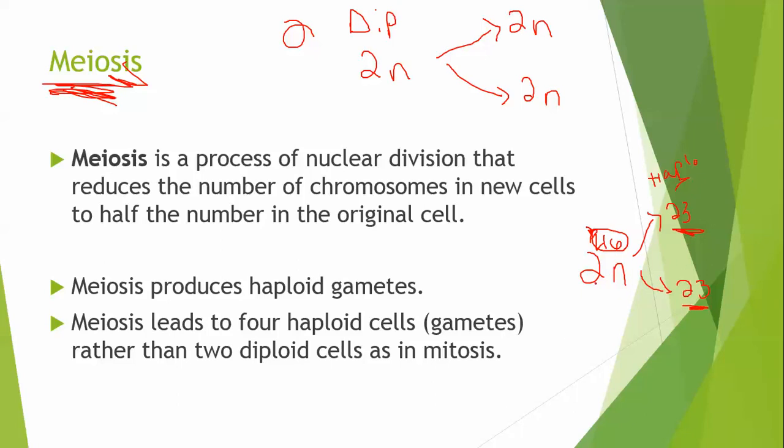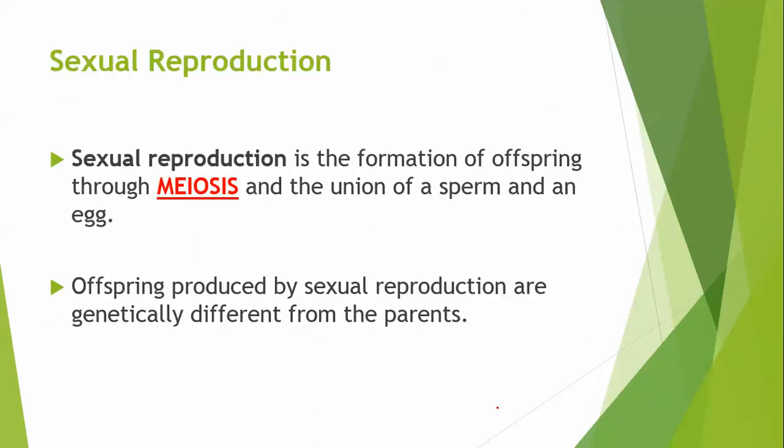And one more thing, actually, meiosis leads to 4 gametes. Okay? So in mitosis, we have 2 new daughter cells. In meiosis, we have 4 new cells. Okay? 4 haploid cells. Mitosis, 2 diploid cells. Meiosis, 4 haploid cells. And like we said, meiosis makes sex cells, okay, like sperm and egg.